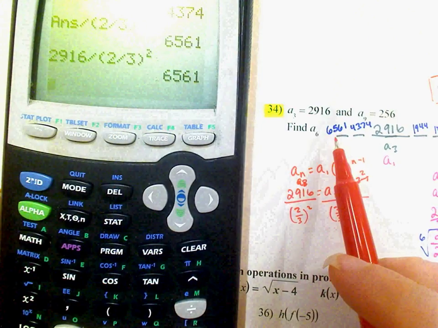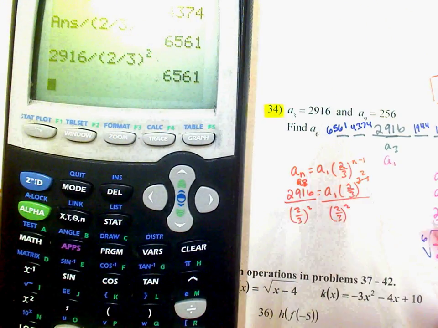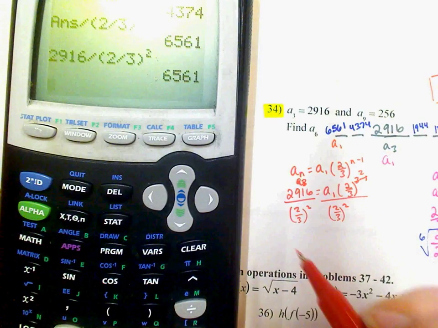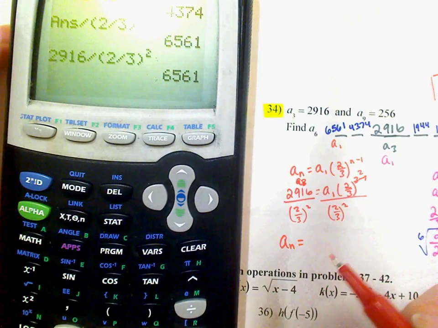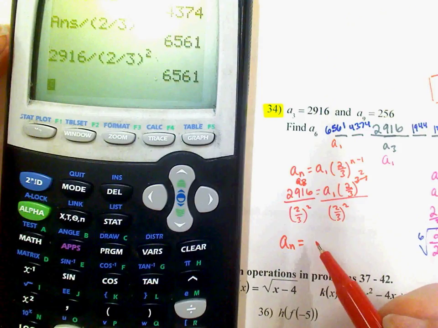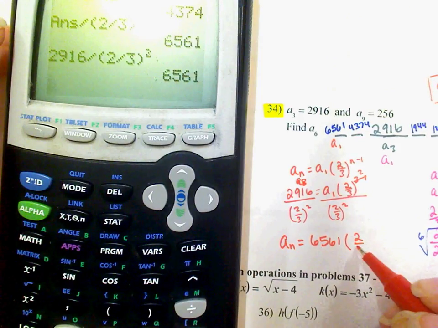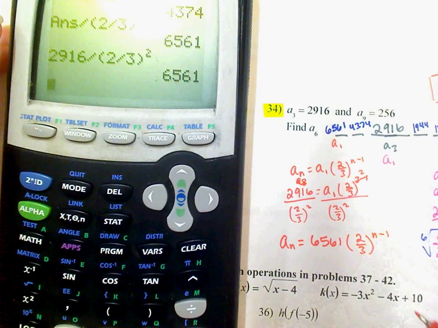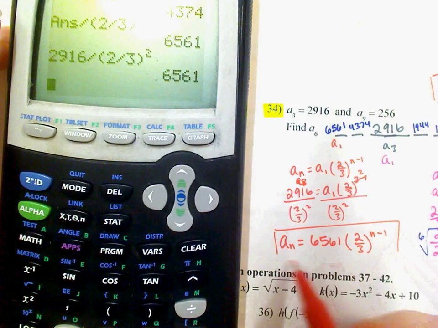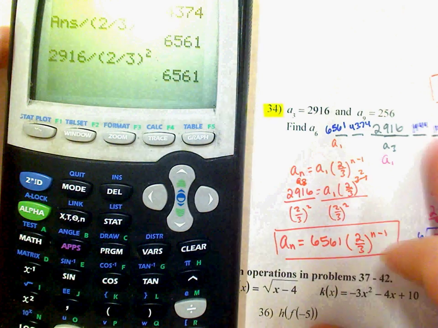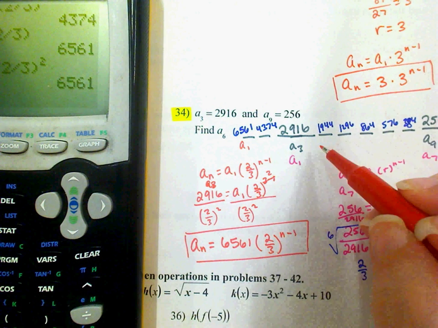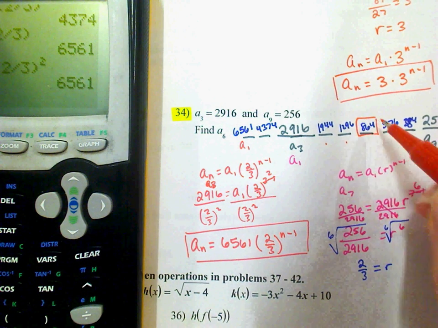So I know that in general, the whole equation is a sub n equals a sub 1, 6561, times the common ratio, 2/3 to the n minus 1. Now it does say find the sixth term, and I already did that just by doing it right here. So 4, 5, 6. That is a sub 6. Alright.